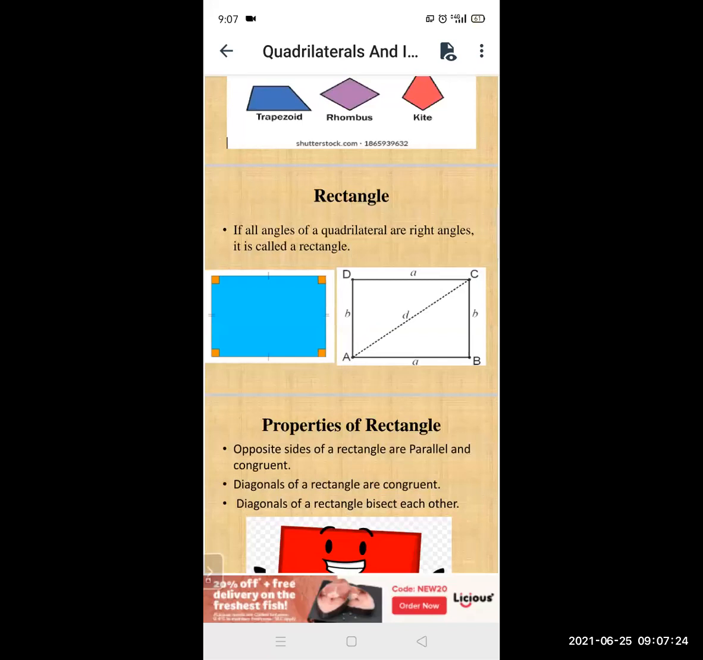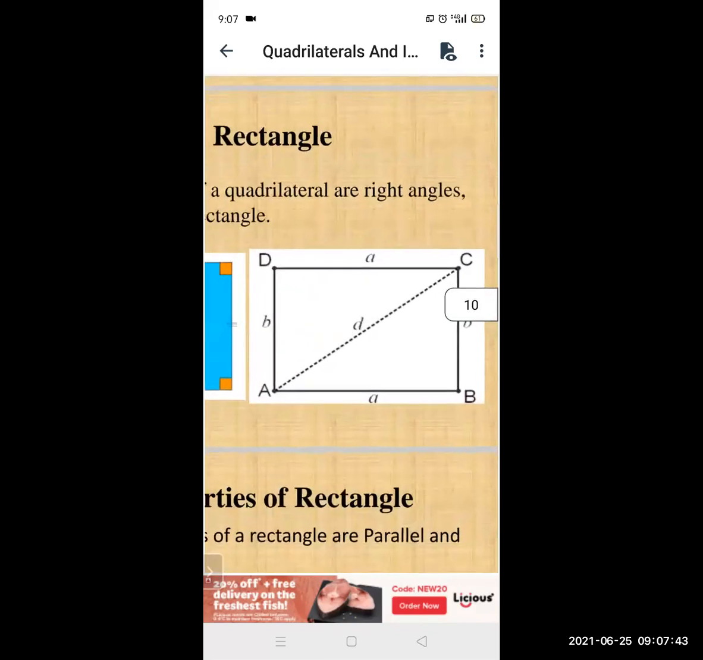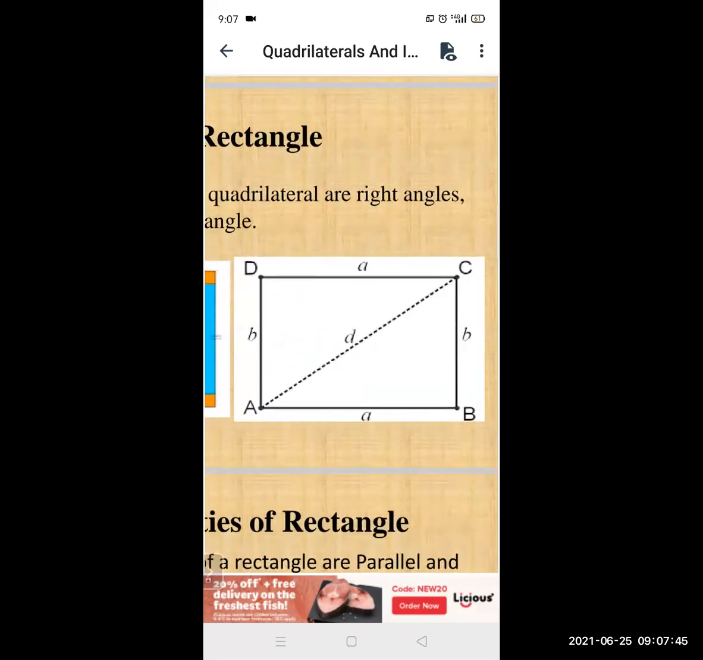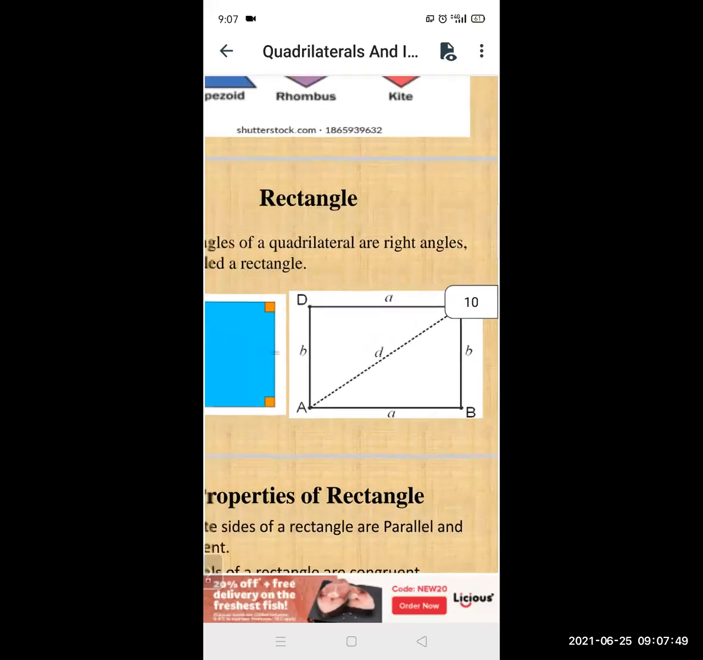You can see here that ABCD is a closed figure where the distance between AB and DC is the same, and AD and CB is the same, and between A and C a diagonal is there. Similarly, we can draw one more diagonal between D and B. So there are 2 diagonals, one pair of diagonals.